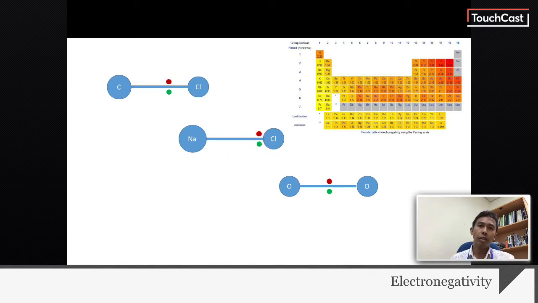How about if the same element, such as two oxygen or maybe two carbon atoms? We can imagine the electrons are distributed equally between the two atoms.